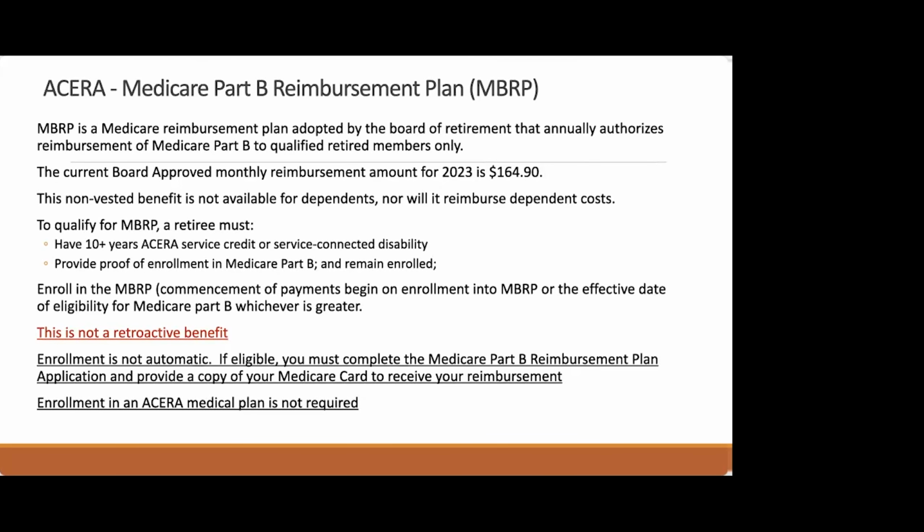Okay, if you are wanting to enroll in the Medicare Part B reimbursement plan, you do not have to enroll in our Acera Kaiser Senior Advantage plan, our group plan. You can enroll in a VIA benefits plan, or you could be enrolled in another Medicare plan elsewhere. That part is not required. So the important things, again, are the application form and the copy of your Medicare card. And when we get those is the time that we can process it.